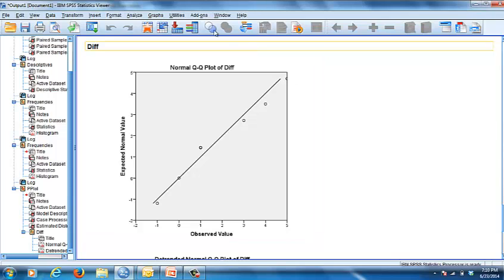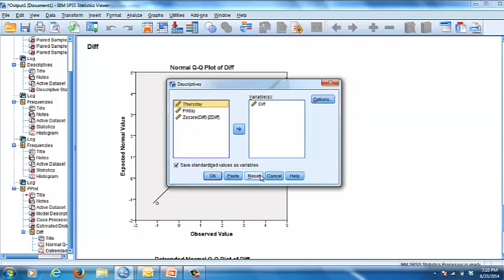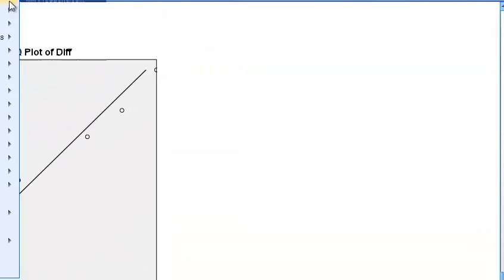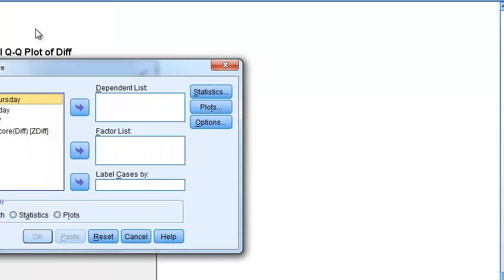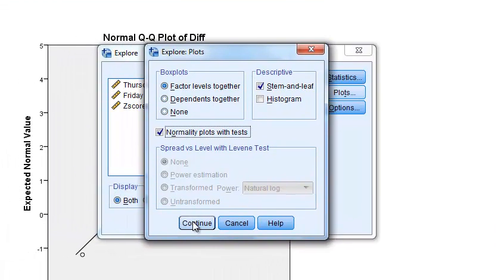So to calculate those, you have to go to Analyze, Descriptive Statistics, and I'm not sure, let's see, it's not this one. It's Explore. Analyze, Descriptive Statistics, Explore. Okay. And we put diff again in our dependent list. Okay. And here we're going to click on plots. Make sure this check here is checked: Normality plots with tests.